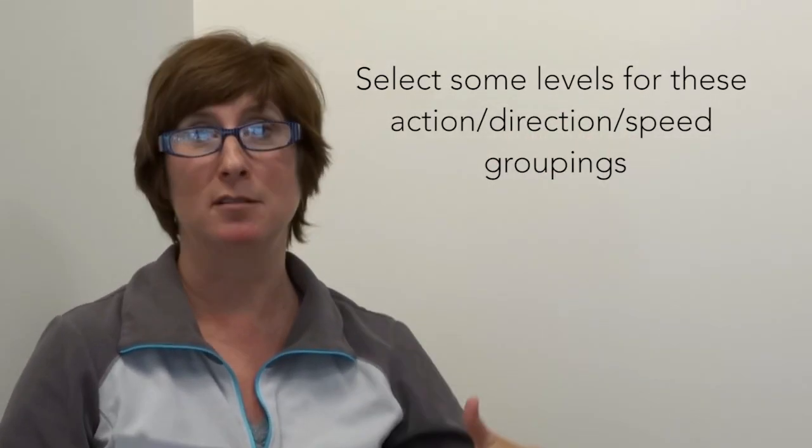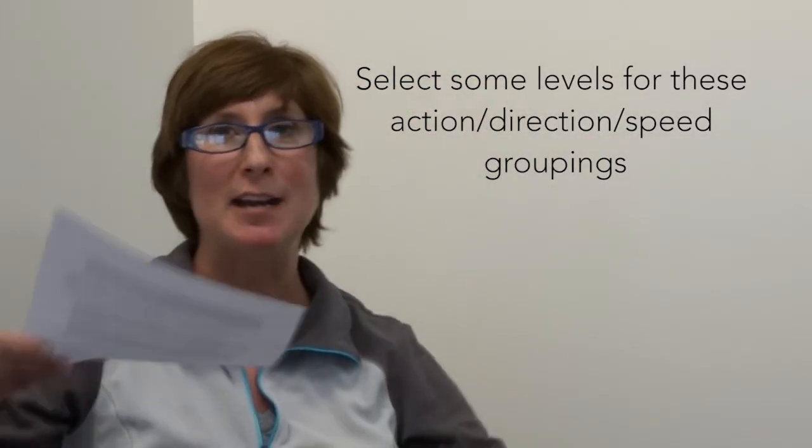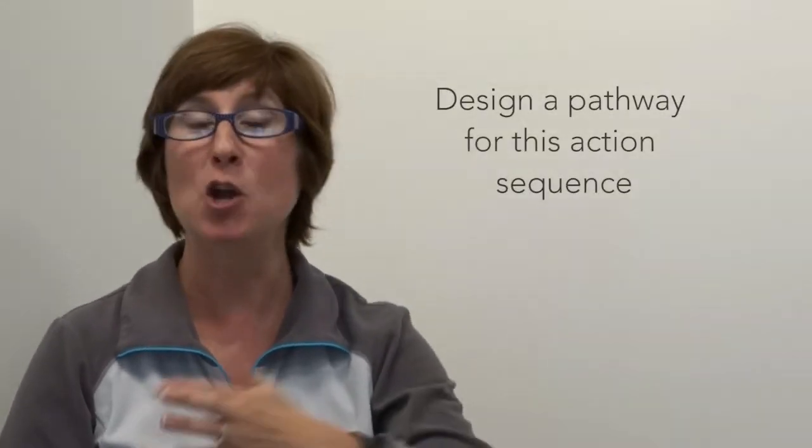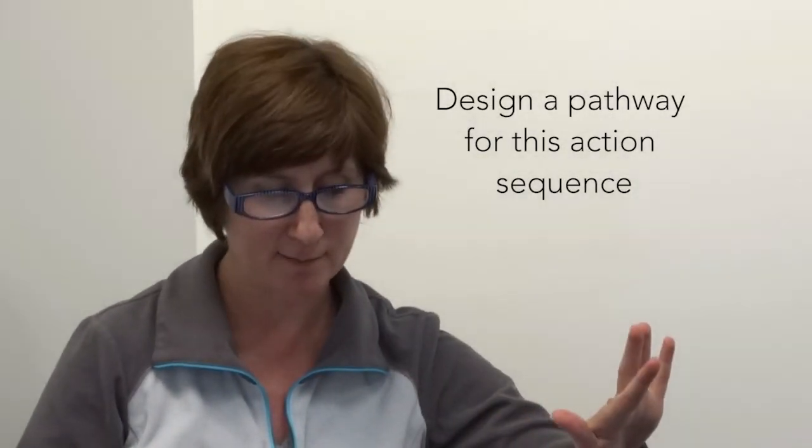Select some levels. So now we're defining the space a little bit. So not everything's happening at a high level. That's the easiest one. Maybe some things are going to happen close to the ground. Maybe some things are going to happen halfway. Some things are going to be very high in the air. Have them design their own pathway in the space.